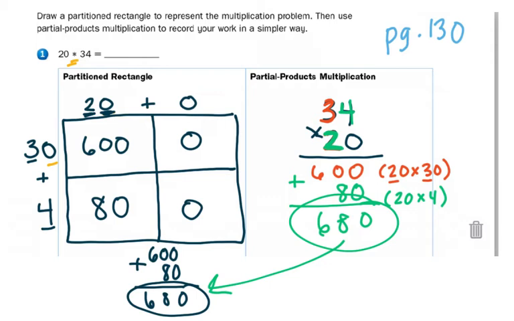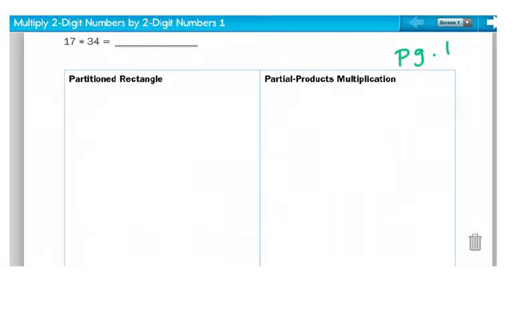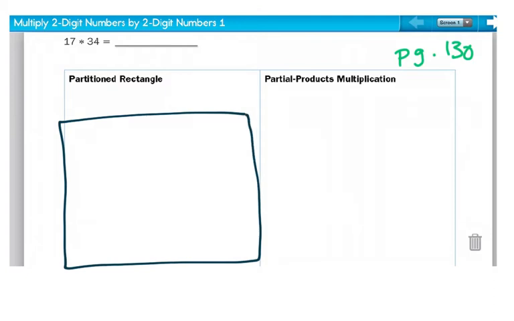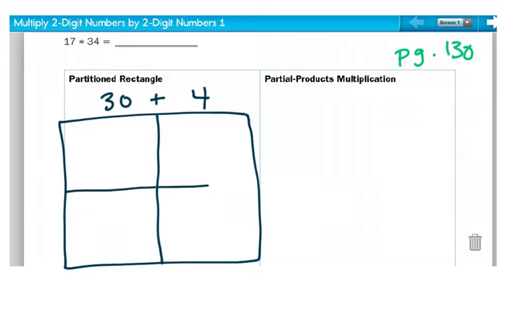We're going to try another one on page 130 at the bottom. We're going to take 17 times 34. So the first way we're going to do it is partitioned rectangles. I'm going to think of the 34 as 30 plus 4, because when you have a multiple of 10 or a single digit, it becomes really easy to multiply. Then I'm going to think of 17 as 10 plus 7, because it's a whole lot easier to multiply by 10 and then 7 than it is 17 in my head.